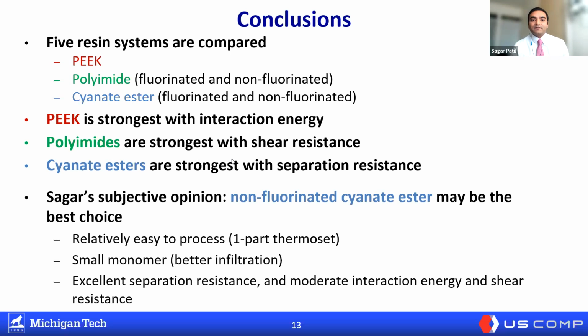non-fluorinated cyanide esters may be the best choice of all the polymer systems to use for this application, simply because, as I mentioned, they are relatively easy to process because it's just a one-part system. It's a small monomer, so we get better infiltration between the nanotubes and this polymer, as well as they offer excellent separation resistance and moderate interaction energy and shear resistance. But this is just my opinion.